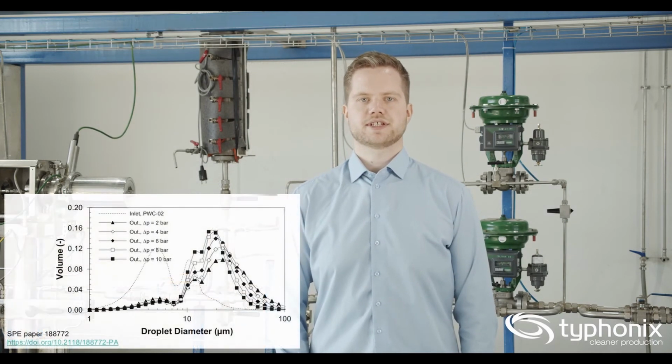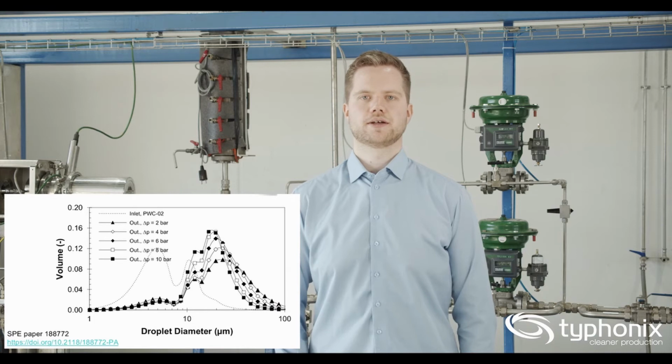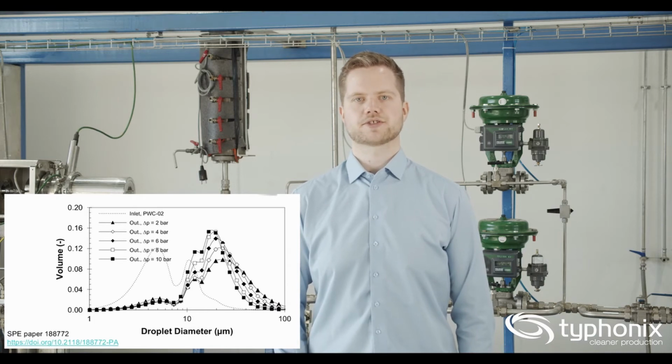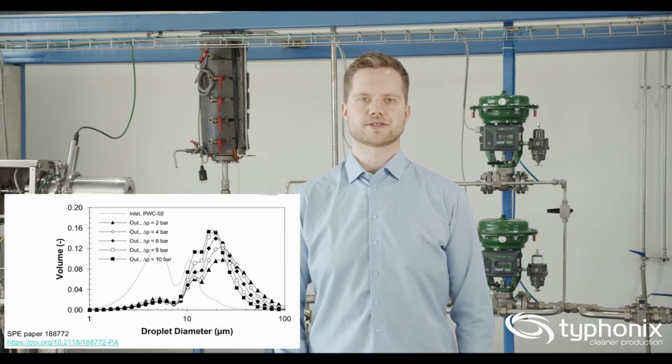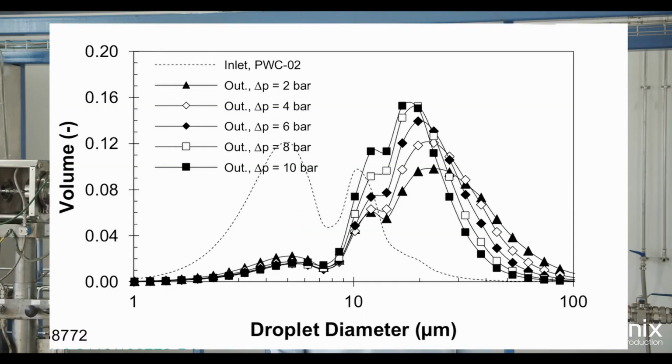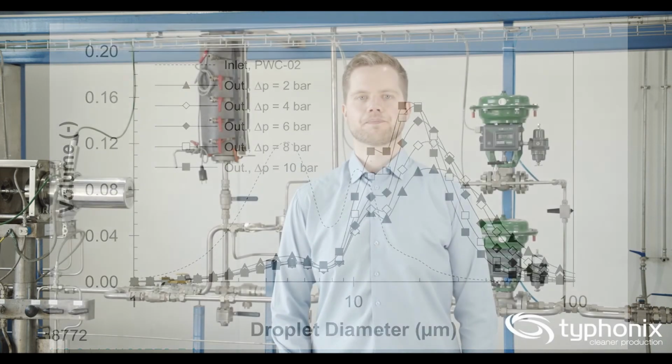The plot here shows some results from testing where we measured the inlet and outlet droplet size distribution of the pump, running it at several pumping pressures. The dotted line shows the inlet distribution, and the other lines show various outlet distributions for different pumping pressures. In general, what you see again is that the volume of small droplets is reduced and the volume of larger droplets is increased, which then increases the likelihood of being separated in the downstream separator.